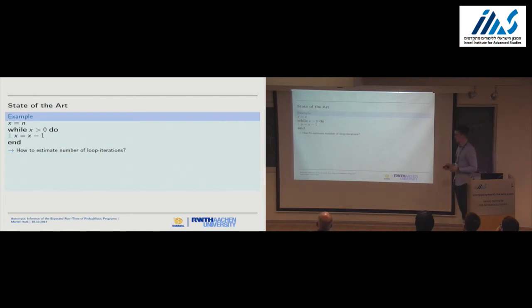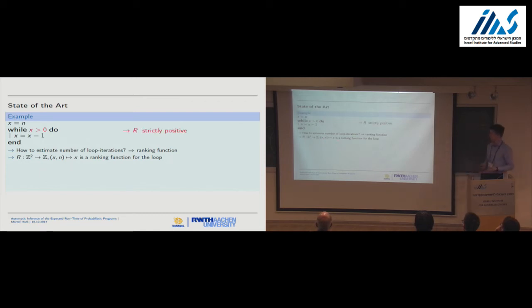And here the crucial point is the estimation of the number of loop iterations. And how do you do that usually? You construct a ranking function. And in this case, a ranking function would be this one. We have two program variables, so we map from Z^2 to Z, to the first program variable. And this is a ranking function for the loop.